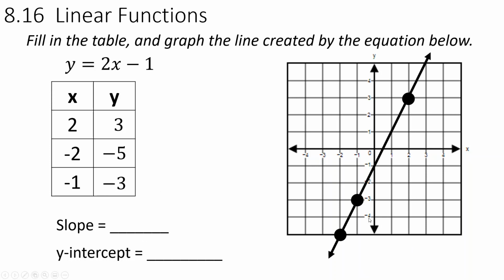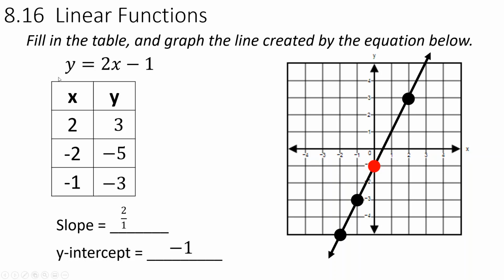The slope of this line, I'm going up 2, right 1, up 2, right 1. Up 2, right 1. Now we're talking about the y-intercept. So it's hitting the y-axis at negative 1. The y-intercept hits the y-axis at negative 1. There it is.